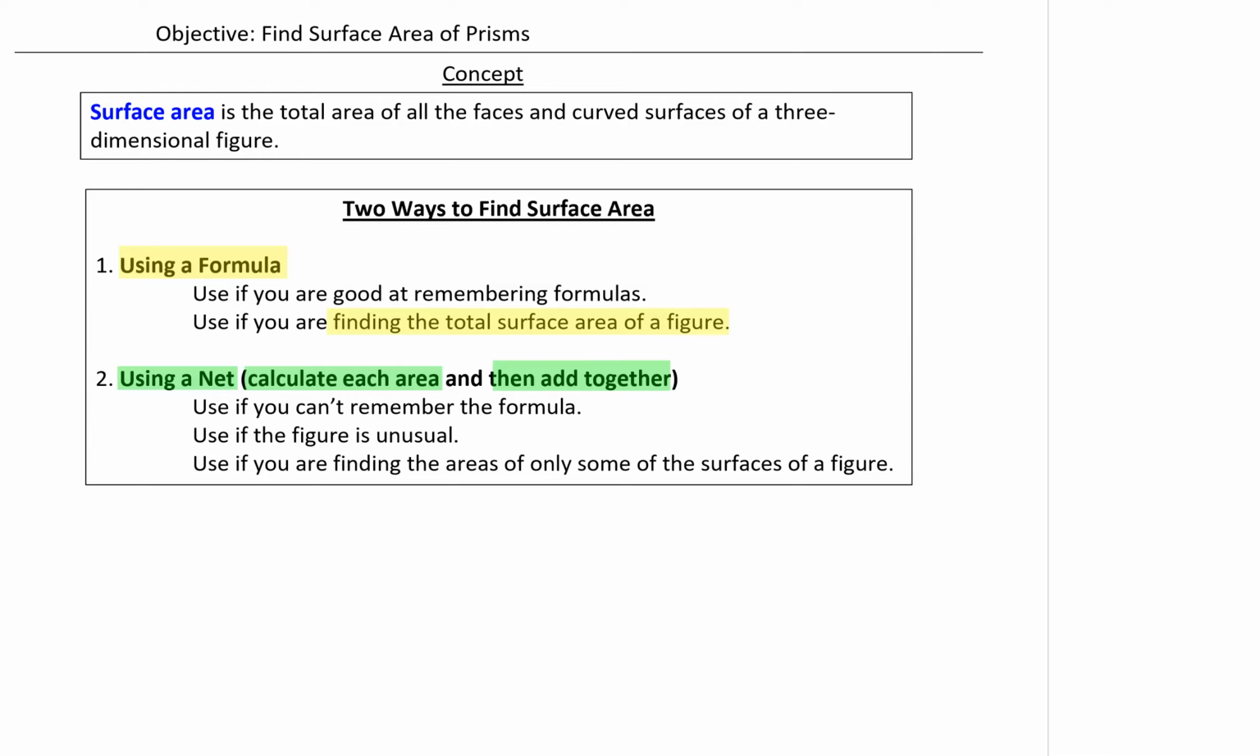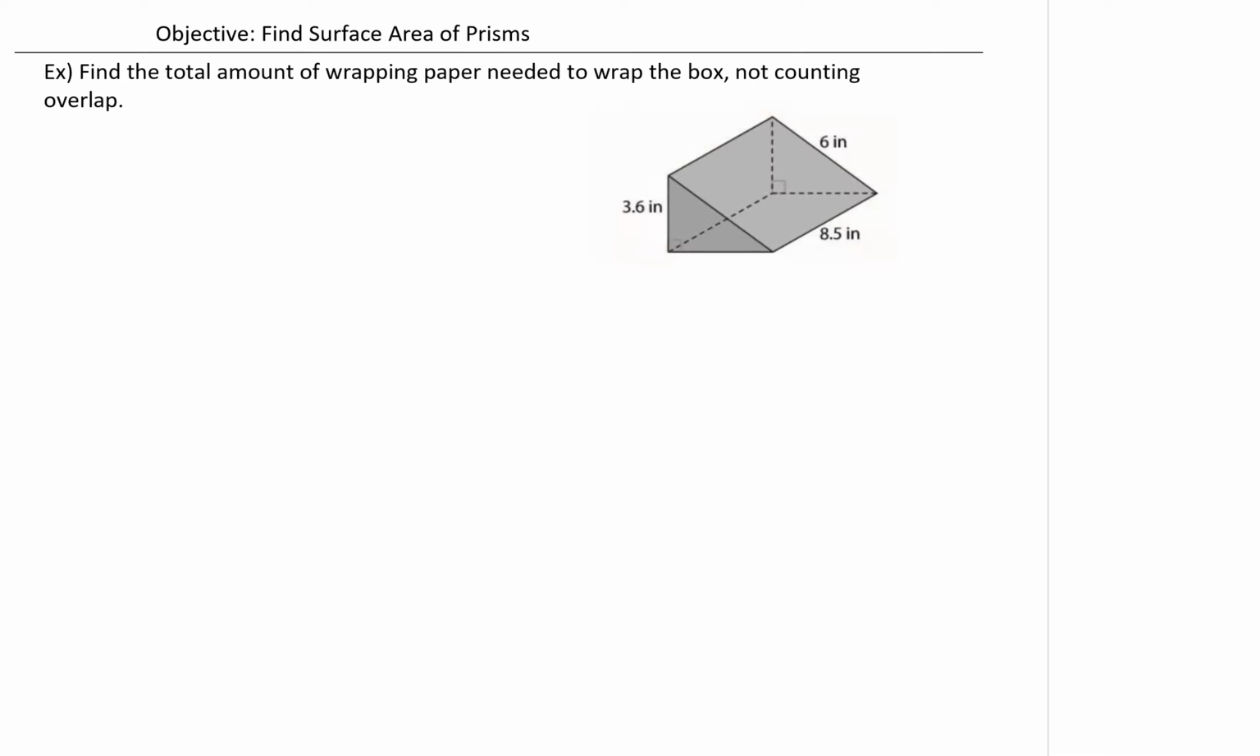All right, let's take a look at a problem. So here in this problem, we are going to find the amount of wrapping paper that's needed to wrap the box, not counting overlap. So like if the wrapping paper just meets edge to edge. It's basically like finding the surface area of the box. Now this box is a little unusually shaped.